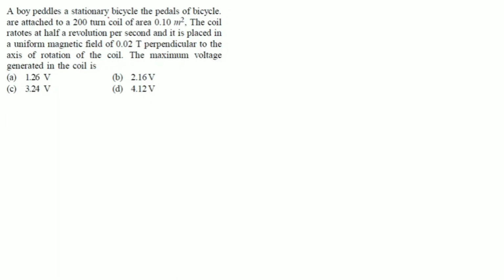A boy pedals a stationary bicycle. The pedals of the bicycle are attached to a 200 turn coil of area 0.10 meter square. The coil rotates at half a revolution per second and it is placed in a uniform magnetic field of 0.02 Tesla, perpendicular to the axis of rotation of the coil. The maximum voltage generated in the coil is.